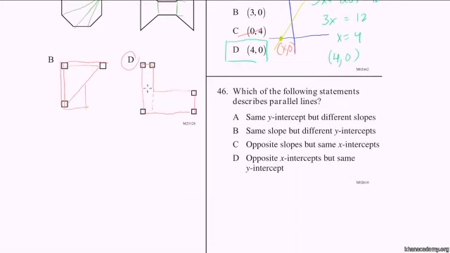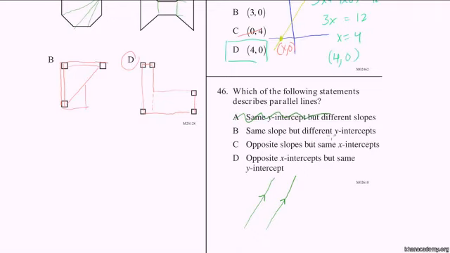46. Which of the following statements describes parallel lines? And parallel lines are just two lines that never intersect, that have the same slope, and they don't sit on top of each other. So those would be two parallel lines right there. Same y-intercepts, but different slopes. No, I just said they have to have the same slope. And they never intersect, so they can't have the same y-intercept. So it's not that one.